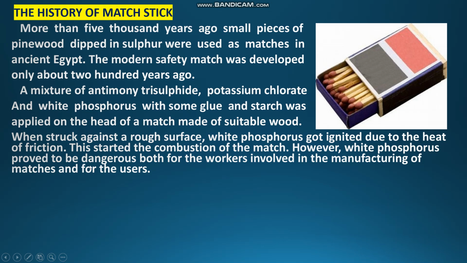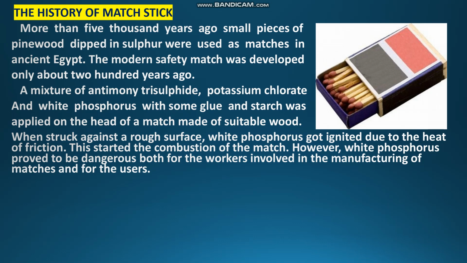When struck against a rough surface, white phosphorus got ignited due to the heat of friction. White phosphorus is a substance which catches fire soon. So when this matchstick is struck on a rough surface, the white phosphorus catches fire due to the friction. This started the combustion of the match. But you know, white phosphorus is a poisonous substance, so it is dangerous for the workers involved in the manufacturing of matches and for those who are using it.